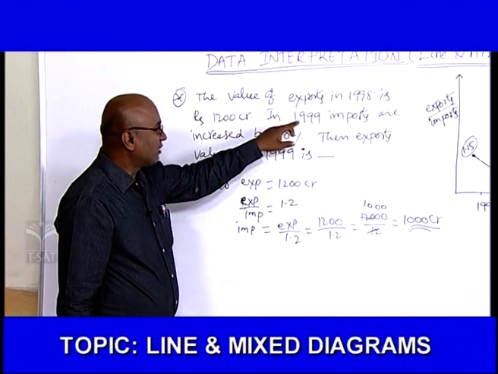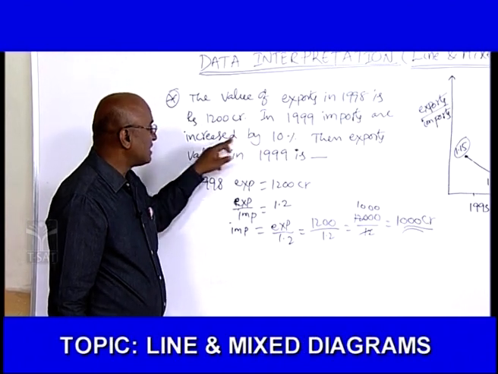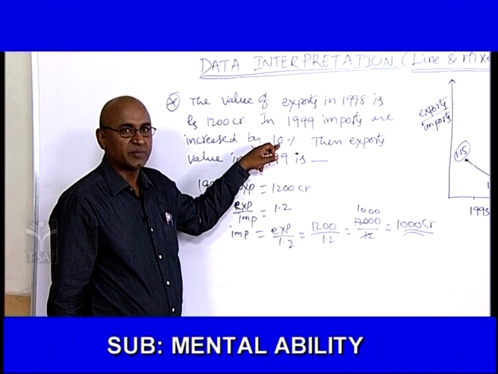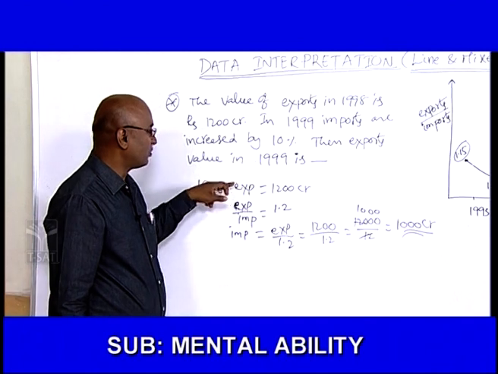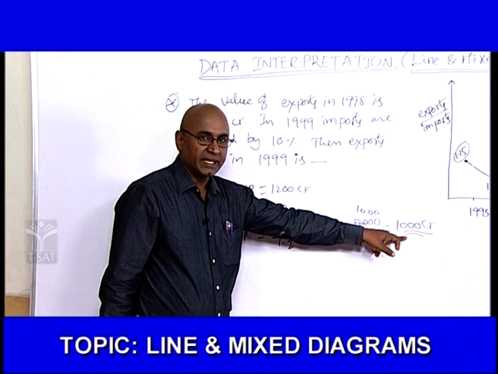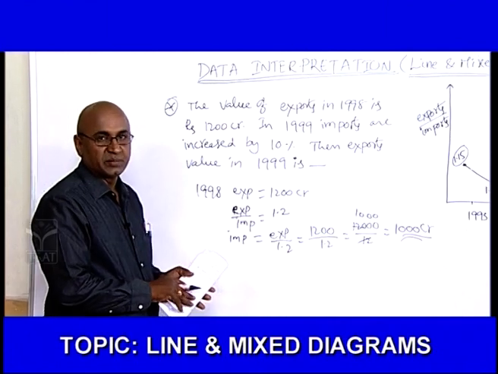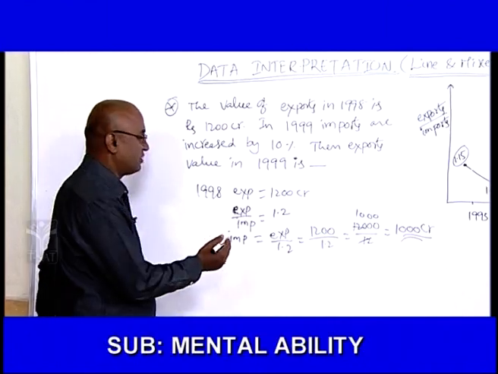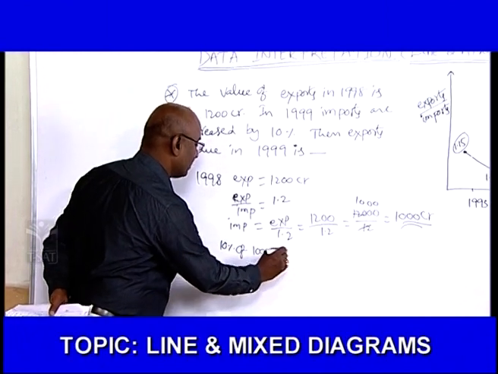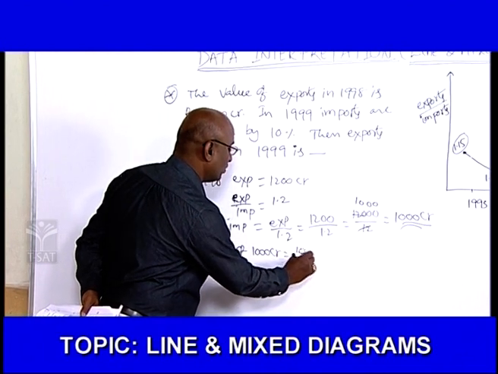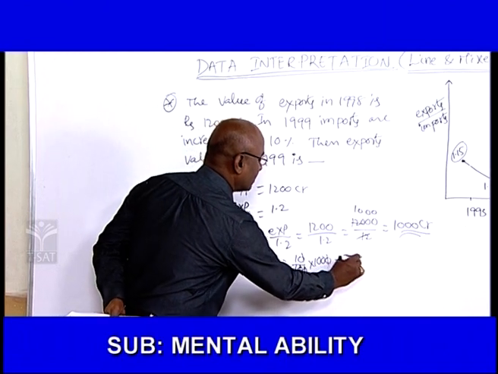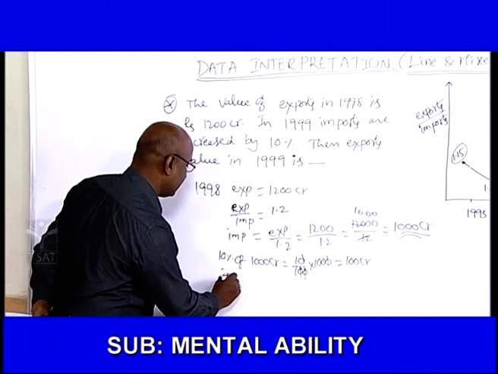Now 1999లో ఇంపోర్ట్స్ 10% పెరిగాయి అన్నాడు. ఈ పెరుగుదల ఎప్పుడు కూడా దేని మీద ఆధారపడి ఉంటుంది? ముందు యొక్క విలువ మీద ఆధారపడి ఉంటుంది. దీని ముందు ఉన్న సంవత్సరం 98. 1998లో ఇంపోర్ట్స్ విలువ 1000 కోట్ల రూపాయలు అయితే 99లో ఇంపోర్ట్స్ విలువ ఎంత అన్నప్పుడు దానికి 10% అదనంగా యాడ్ చేసుకోవాల్సి వస్తుంది. సో 10% ఆఫ్ 1000 CR, దట్ ఈస్ ఈక్వల్ టు 10 by 100 into 1000. That is equal to 100 crores.